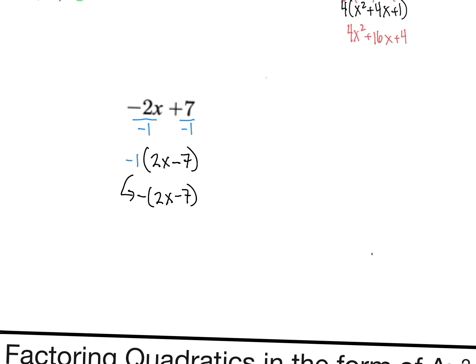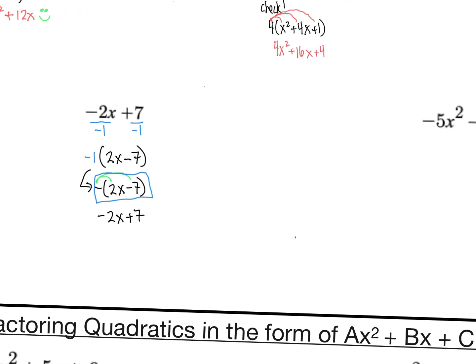And why does it work? Because if we distribute the negative sign into each one of those, that's going to flip the signs back, and we get a -2x plus 7, which is what we started off with, which means that it's factored correctly. So this would be the preferred way to write that.